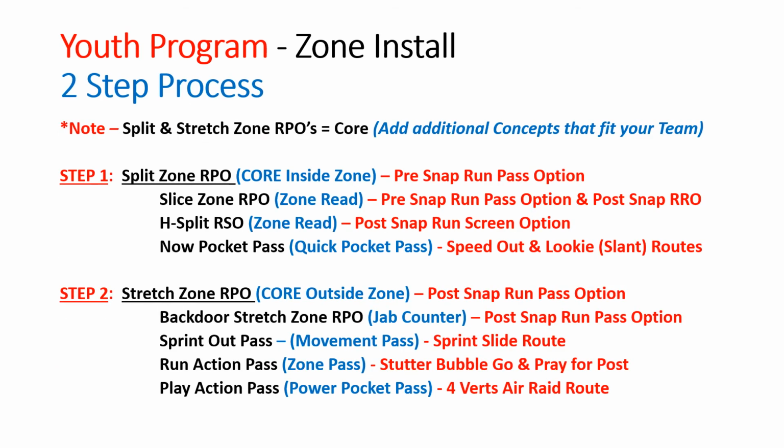All right, let's do an overview then of the youth program zone install. It is a two-step process built around, again, these core RPOs of split and stretch zone. You can see then you can add additional concepts that fit your team and or are appropriate for the level you're at. Step one is your split zone RPO.